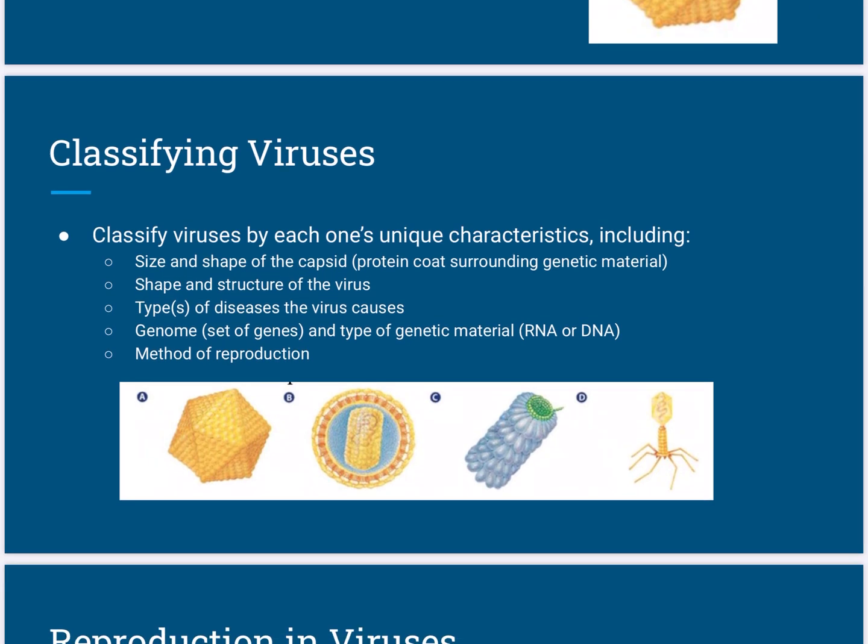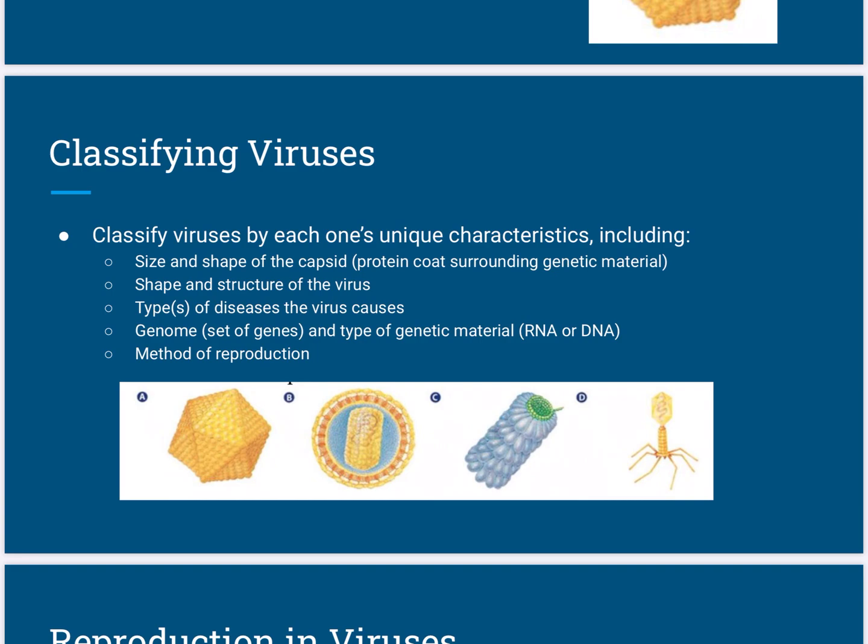When we classify viruses, we do so by their unique characteristics. They all differ in size and shape of the capsid. So that figure right there that you're looking at, A, B, C, and D, those are different shapes of the virus and their structures. The first one, A, is the poliovirus. B is what HIV looks like. C is a tobacco mosaic virus. And D is the T4 virus. So you can see how they're all very different in their morphology, the way that they look and their shape and their structure.